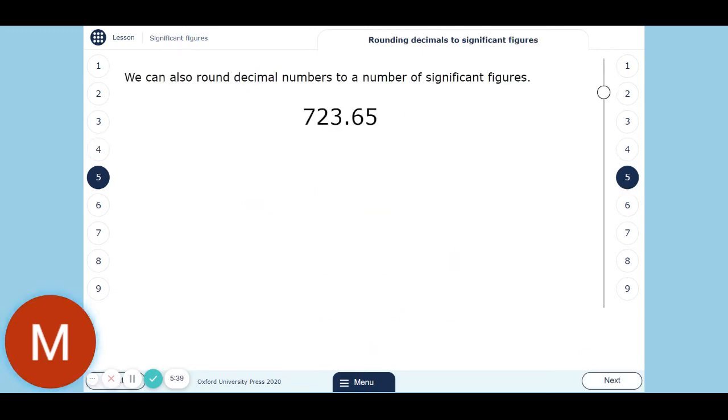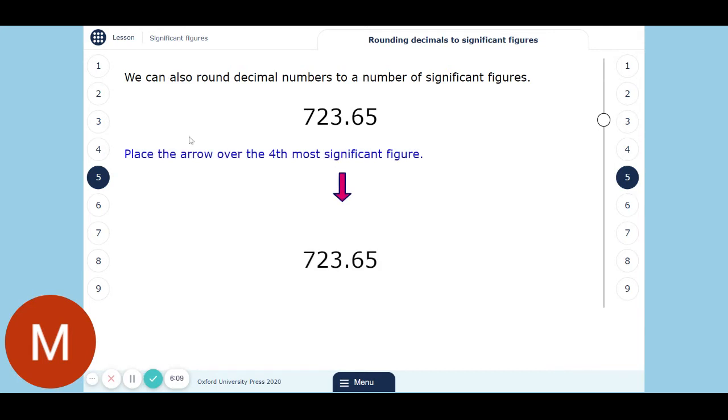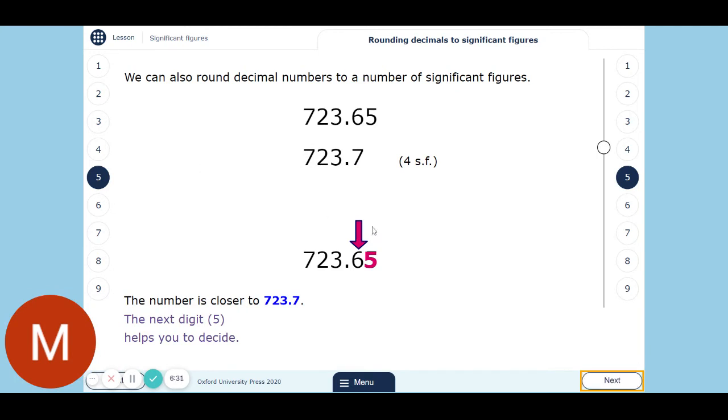Looking at the next thing, we're going to look at decimal numbers. You might think, if you've got a decimal number, you'd round to a number of decimal places, but not always. Sometimes you could round to a number of significant figures, because you might have lots of different decimals of all different sorts of lengths, and you just want a number for each of them. You don't want to say how many places along we should look. You just say a significant figure. So if we look at the fourth most significant figure, the hundreds, the tens, the units, the fourth one is going to be the tenths. So which is it between? It's between 723.6 and 723.7, and because the next number is 5, we round up to 723.7.